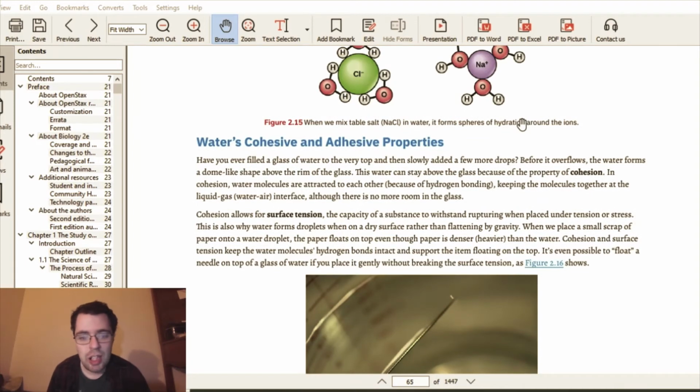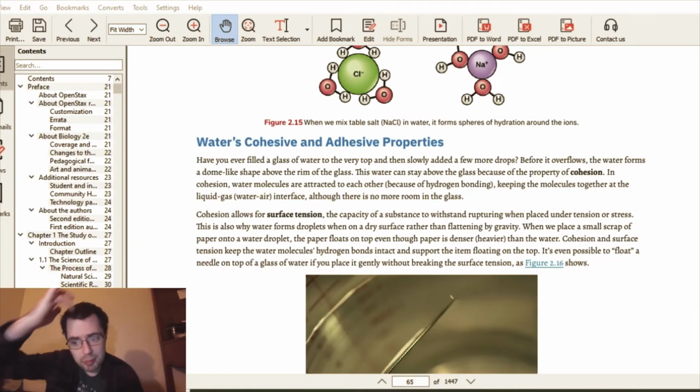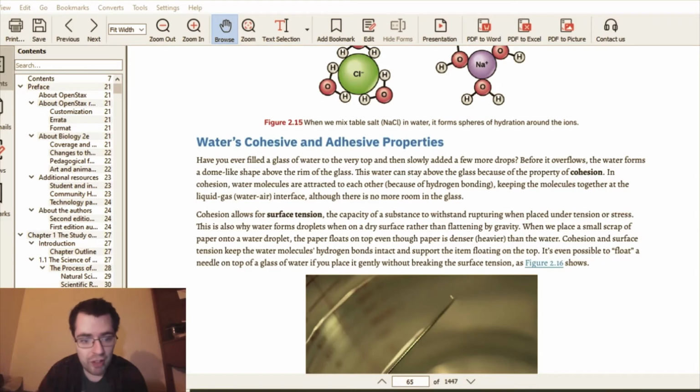Water's cohesive and adhesive properties. Have you ever filled a glass of water to the very top and then slowly added a few more drops before it overflows? The water forms a dome-like shape above the rim of the glass. This water can stay above the glass because of the property of cohesion. Cohesion allows for surface tension, the capacity of a substance to withstand rupturing when placed under tension or stress.